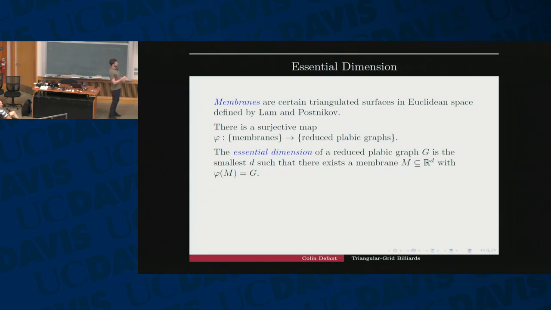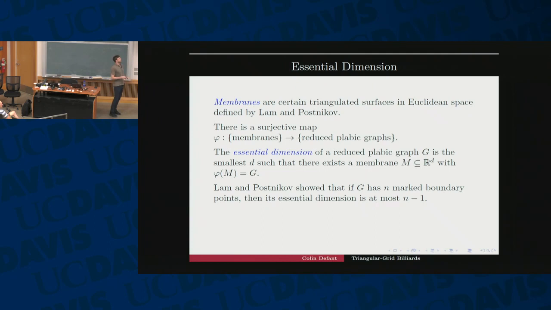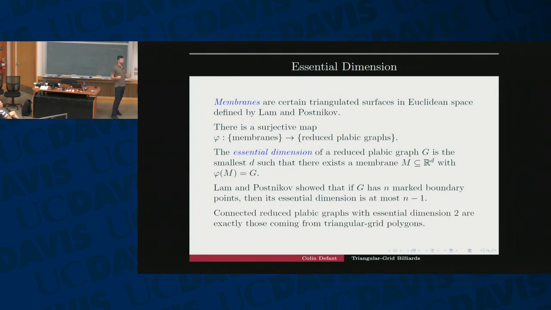Okay, so what they showed, this is the main thing they showed about these essential dimensions: if you have a reduced Plabic graph with n marked boundary points, then its essential dimension is at most n minus 1. And they also characterize the equality cases, so they show you get equality if and only if the Plabic graph is parametrizing a top-dimensional cell in the totally non-negative Grassmannian, and you can characterize those in terms of the trip permutations as well. But anyway, we said, okay, well, they've understood the maximum possible essential dimension. What about the minimum possible essential dimension, namely 2?